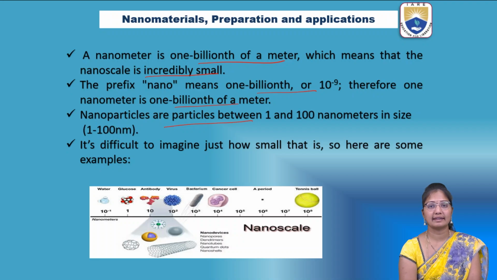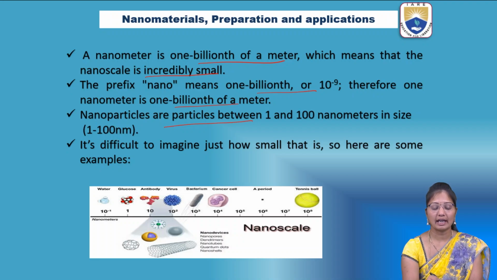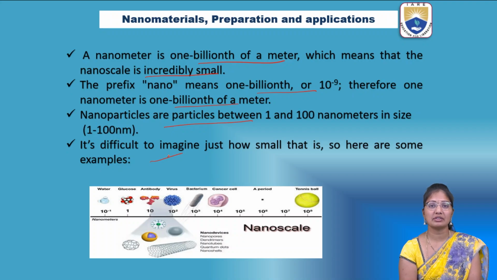Nanoparticles generally exist in the range of 1 to 100 nanometers. It is difficult to imagine just how small that is, so we will see some examples. The science which deals with nanomaterials is called nanoscience, and the technology which uses nanomaterials and nanoscience is called nanotechnology. The scale we use to measure these nanomaterials is called the nanoscale.